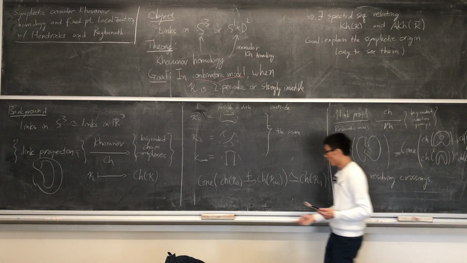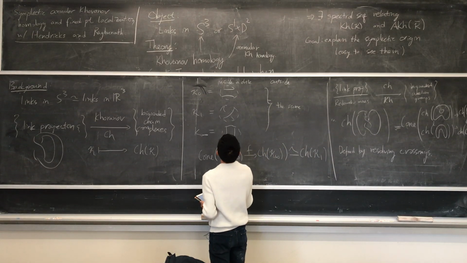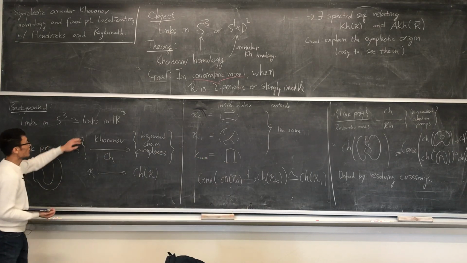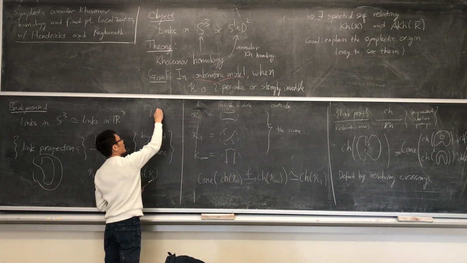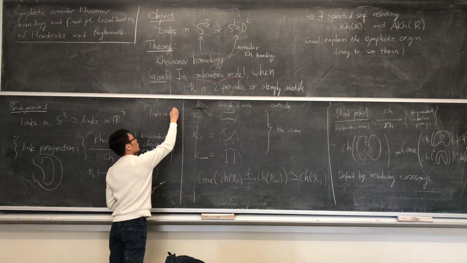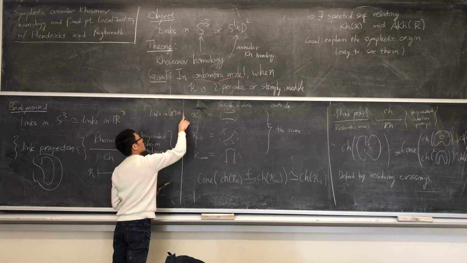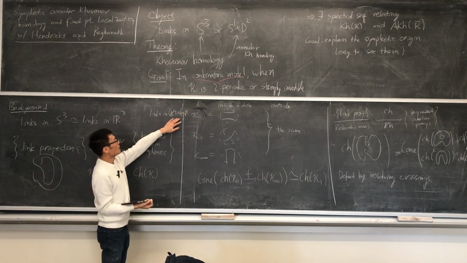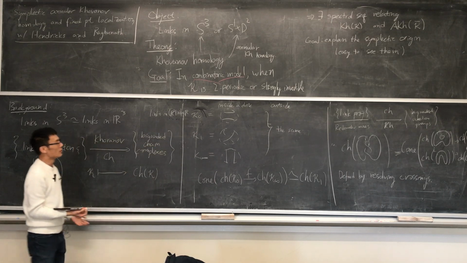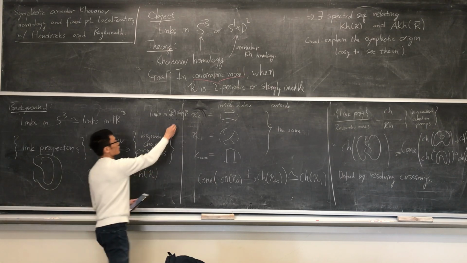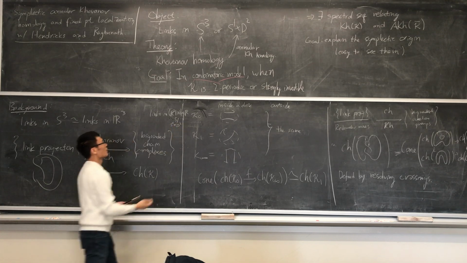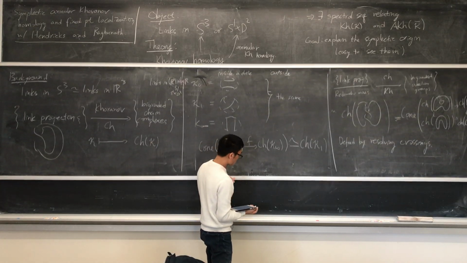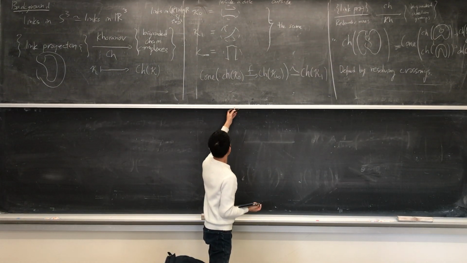And then you can do similar things for the annular setting, meaning that instead of considering links in S3, you consider links in R2 minus the origin times R. You project your link to R2 minus the origin, and then do the same thing. R2 minus the origin times R is topologically the same as S1 cross D2. And that is the annular theory.